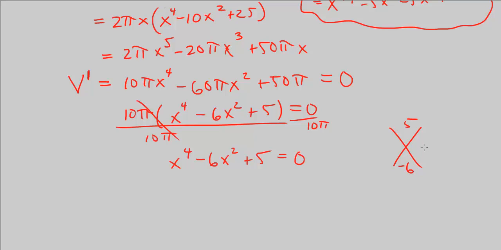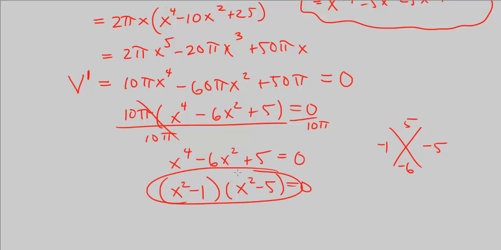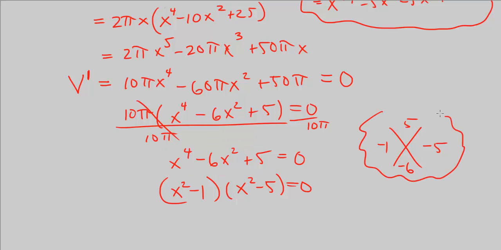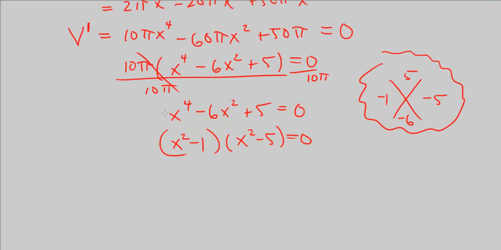That's going to be negative 5 and negative 1. So this is going to be x squared minus 1 times x squared minus 5 equals 0. You can go ahead and distribute this back to check that this is the answer. We know this method for quadratics, and like we just showed, this is similar to a quadratic in form. But now these are x squared terms.